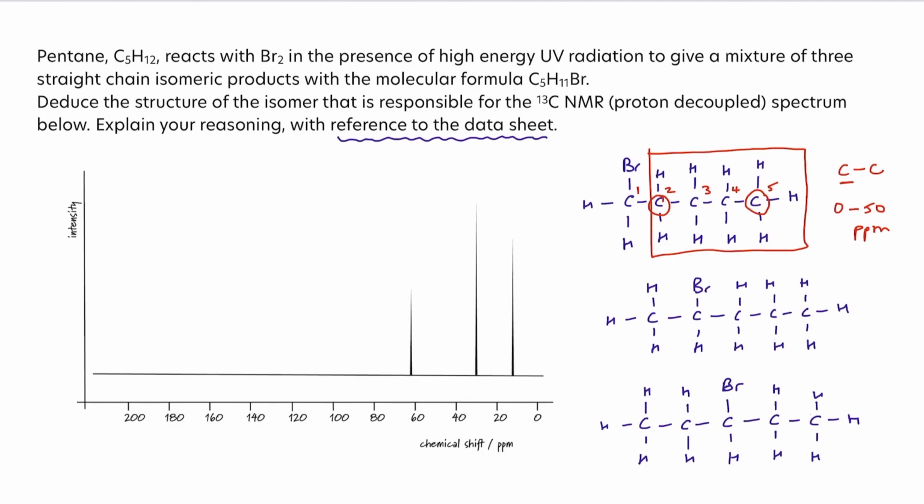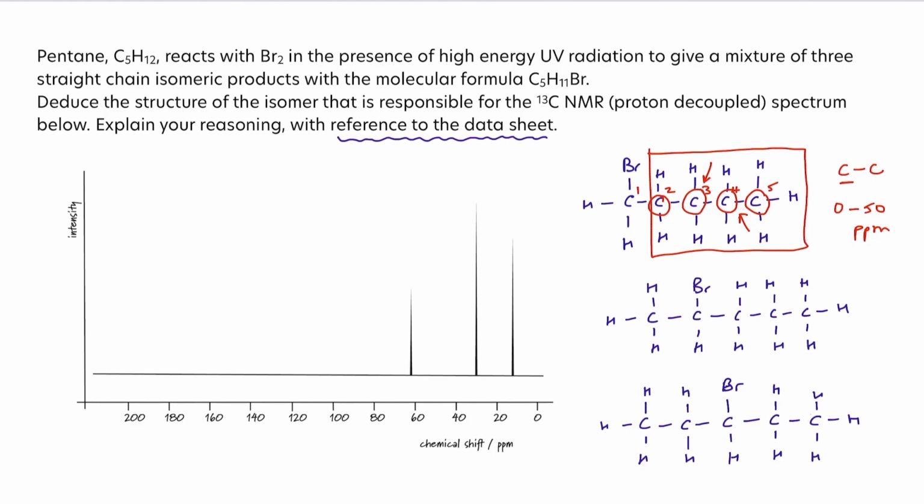And then I've got 2 CH2s. These 2 carbon atoms are not in exactly the same chemical environment. Carbon atom number 3, it's sandwiched between 2 CH2 groups, and carbon atom number 4, it's sandwiched between a methylene and a methyl group.